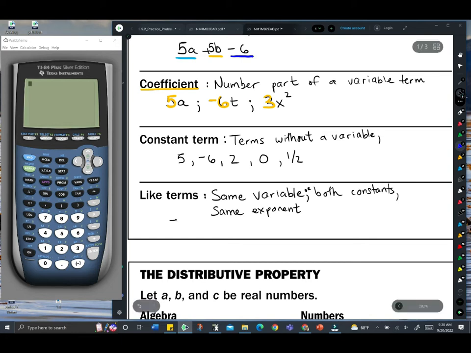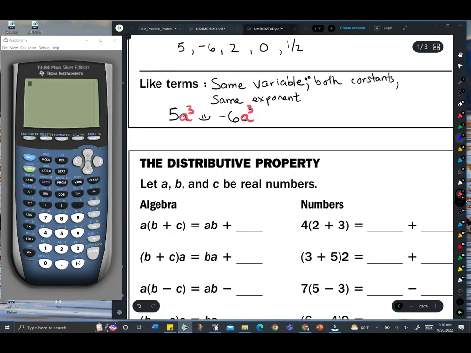So like terms. For example, 5a to the third is like, I'll put a smiley face, negative 6a to the third. They're like. They have different coefficients, but that's okay. It is the variable and exponent that makes them the same.